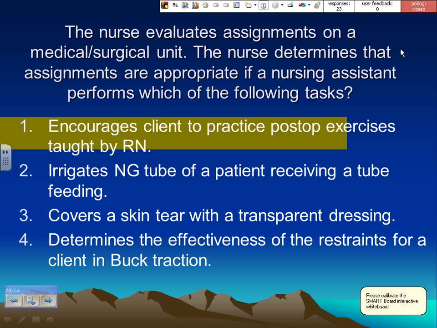Encouraging them to practice the post-op exercises that have already been taught is probably the least technical thing on that list of options. Obviously, you're not going to delegate the irrigating of the NG tube, and the effectiveness of the restraints. Determining effectiveness, that's an evaluation. And that is part of the nursing process, and that is something that you cannot delegate to anybody. So evaluating that those restraints are effective, any kind of evaluation of effectiveness is something you cannot delegate.